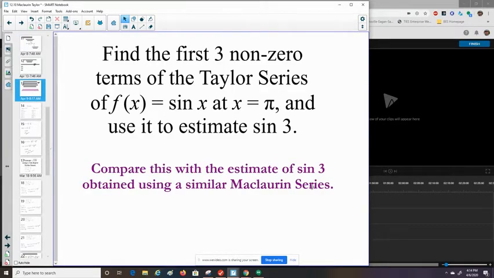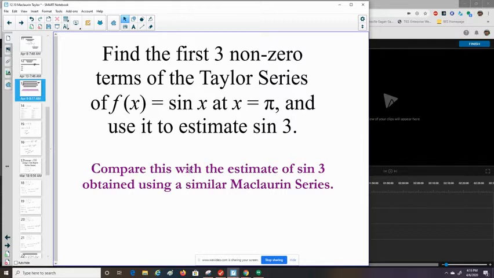I want to find the first three non-zero terms for a Taylor series of the function y equals sine of x. We'll do this at a couple different spots, at x equals pi, but then we'll also compare it with a Maclaurin series, which will be centered at x equals 0. When I say the first three non-zero terms, that's going to be significant here because for a sine or a cosine function, a lot of the derivatives are equal to 0, so we end up not using all the terms.